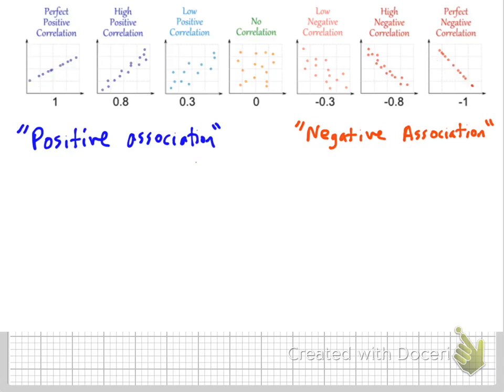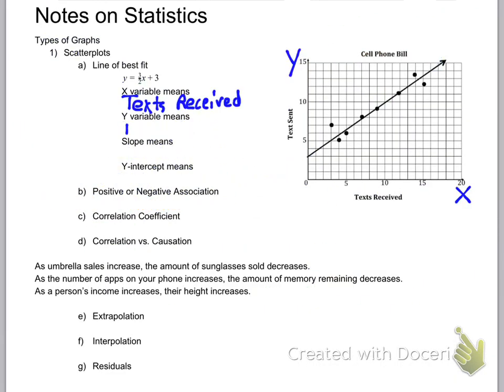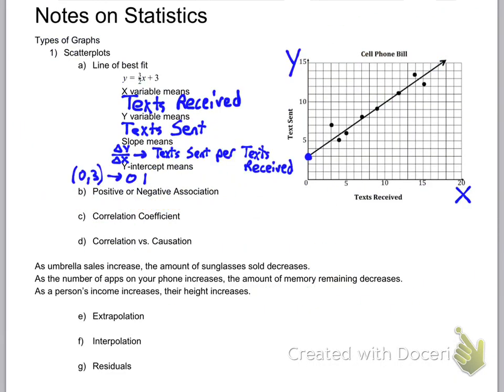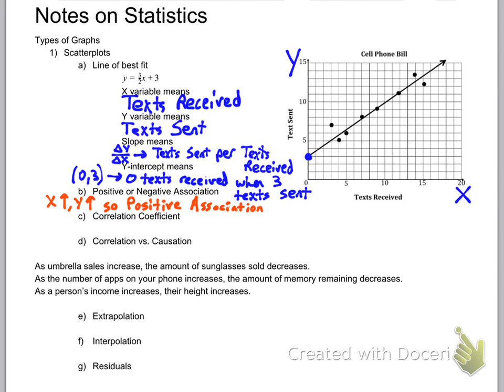So if we come back here real quick, for positive or negative association, because when x goes up, y goes up, and that has a positive slope right there, then that means we have a positive association.